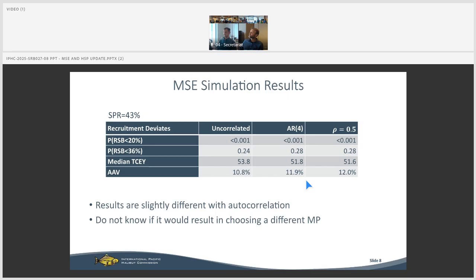This does have an effect: a higher probability of going to lower biomasses shown in the first two rows, and a slightly smaller TCEY with a higher average annual variability. In hindsight, we probably should have run these for different management procedures to see if it was picking a different management procedure. By the time I realized that a couple of weeks ago, I just didn't have time to get all that done. So that would be a nice extension to this. The last bullet point says we do not know if this would actually result in choosing a different management procedure, and I think that's the important question to get at here.